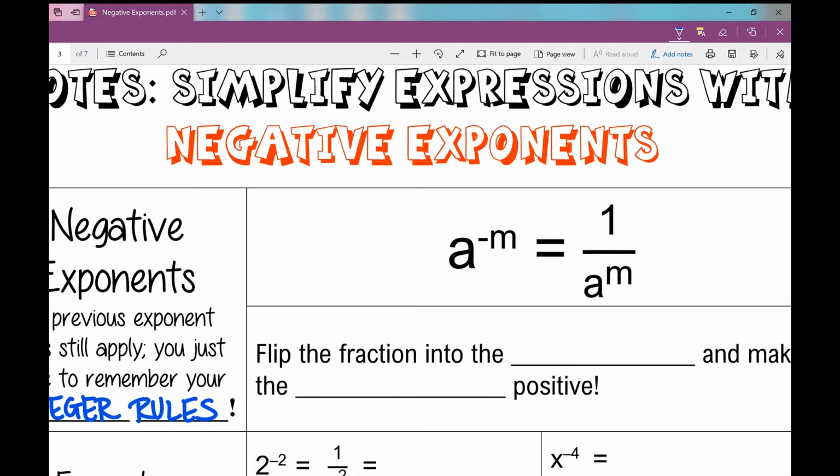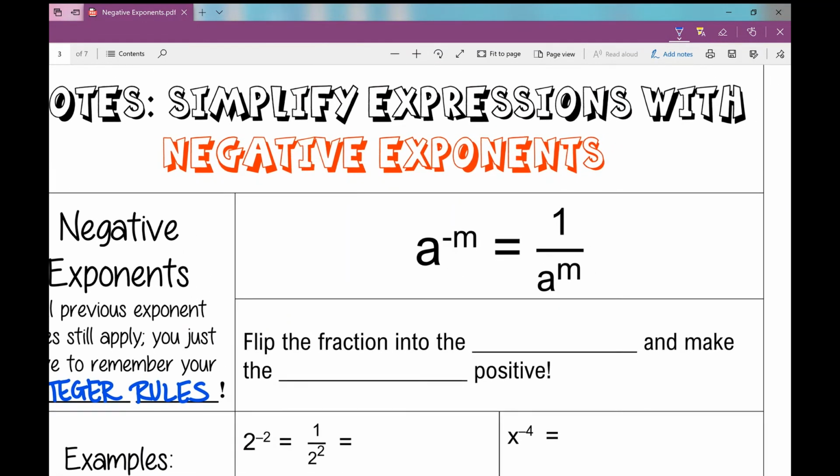So when I have negative exponents, such as a to the power of -m, all I'm going to do is flip the fraction into the reciprocal. That just flips it. So 1 over a to the power of m, and then I make that exponent positive. So a lot of students really like to write this over 1. When I take the reciprocal, I flip it, and then this exponent becomes positive. So let's look at some examples.